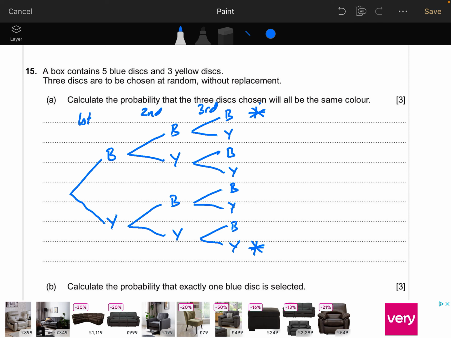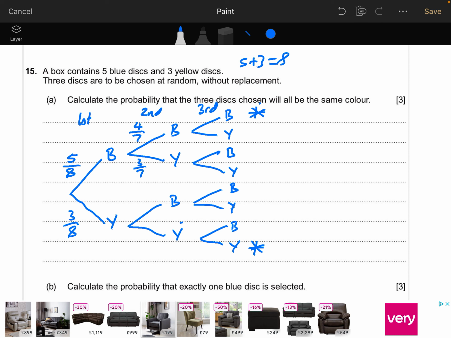Okay, so the probability of getting a blue on the first go is 5 out of 8 discs in total, because 5 plus 3 is 8. So 5 out of 8 chance there, and a 3 out of 8 chance here. Once I've drawn out a blue one the first time, there's now only 4 blue ones left out of 7 in total that are left. Okay, and then 3 out of 7 will be yellow.